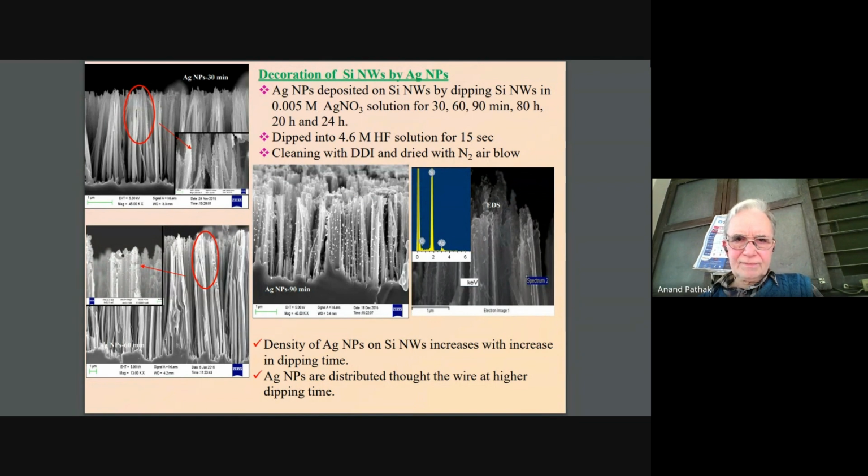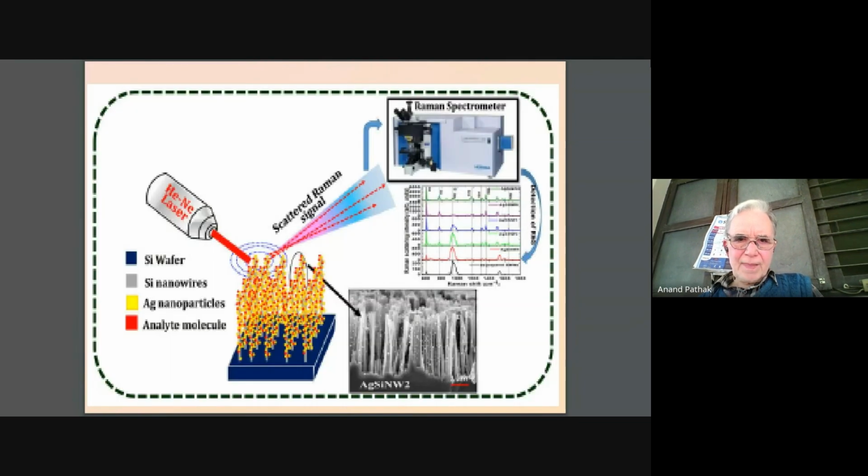Next. You can see that this is a silicon wafer and silicon nanowires. On that one has deposited the silicon nanowires and the silver nanoparticles have been deposited. That gives the accuracy of determination of the material, so CRS becomes very high accuracy. The next one.